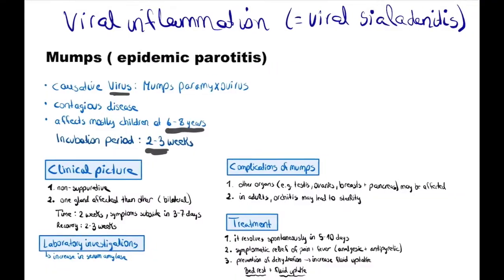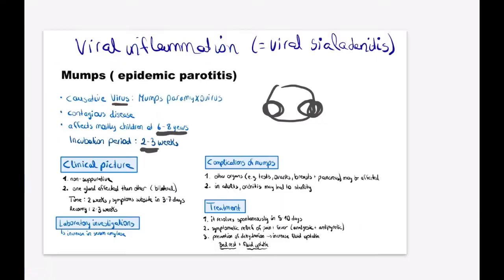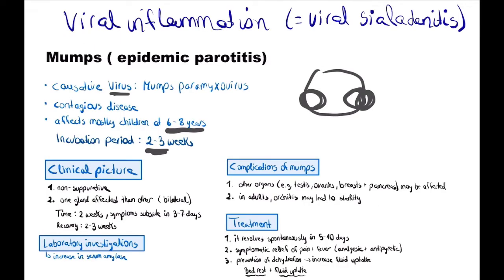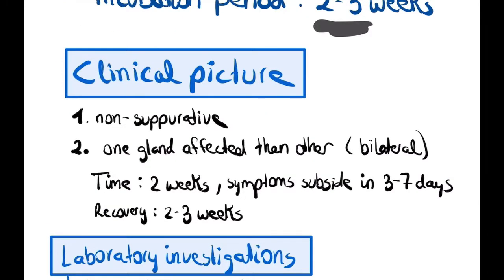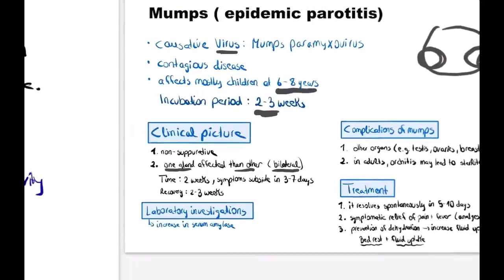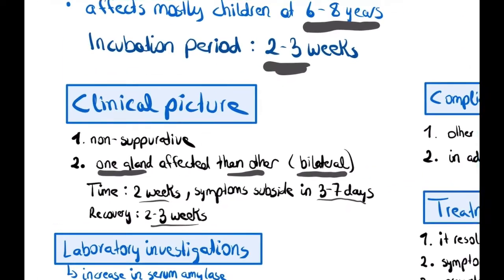For the clinical picture, you mainly see, like here, a child with swollen cheeks, and this might be mumps. The clinical picture is that we have non-suppurative secretions. At first one gland is affected, then the other one, then it leads to bilateral inflammation. The time is 2 weeks, and the symptoms subside in 3 to 7 days. The recovery is 2 to 3 weeks. So the incubation time is 2 to 3 weeks plus the 2 weeks.